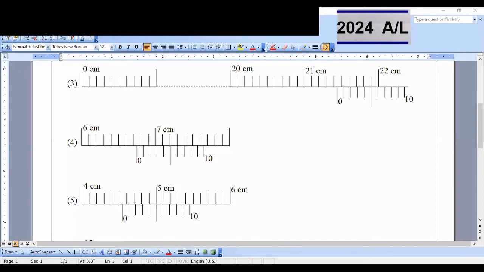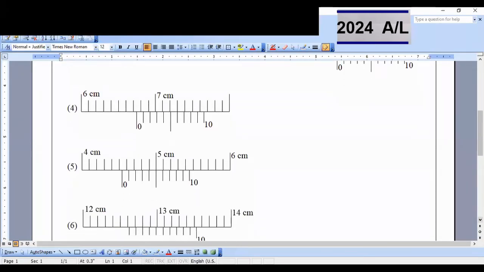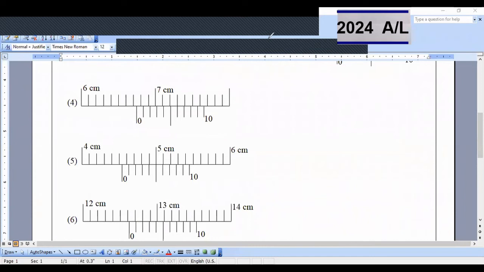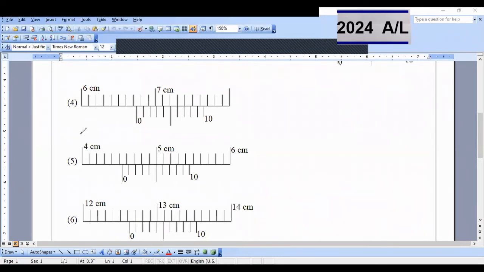This one. Question number 4. Can you see the board? Yes, sir. What does 6 centimeters mean? How many millimeters? 60 millimeters, sir. 60 millimeters.